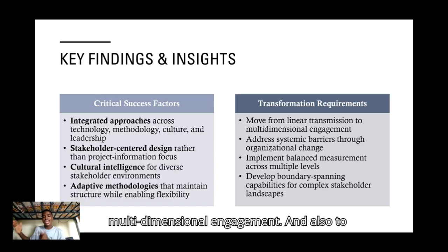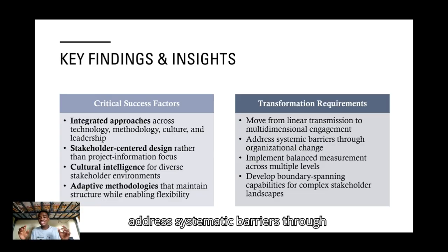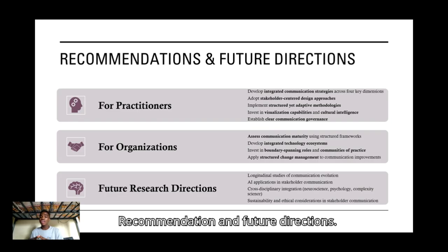And I also saw that in terms of the transformation requirements, we need to move from linear transmission to multidimensional engagement, address systematic barriers through organizational change, implement balanced measurement across multiple levels, and develop boundary-spanning capabilities for complex stakeholder landscapes. Recommendations and future directions.